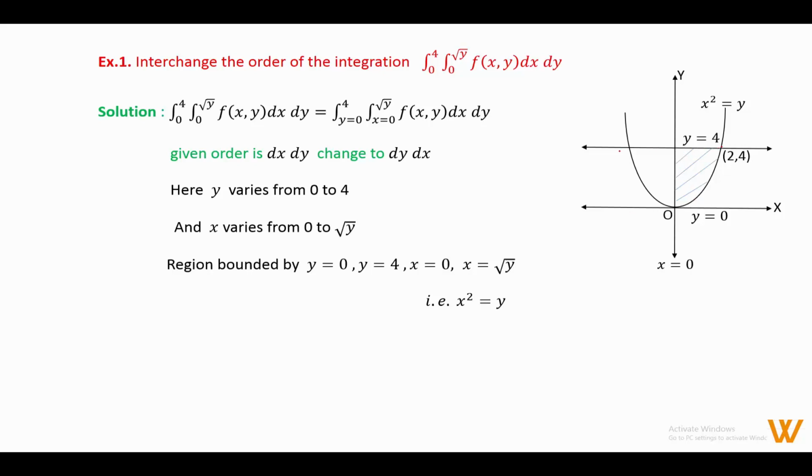This point is the point of intersection of the line y equal to 4 and the parabola x square equal to y. So put the value of y as 4 here. So x square equal to 4, so x equal to plus 2 or minus 2. In the first quadrant x is plus, so the x coordinate is 2 and the y coordinate is 4. So the coordinate of this point is 2, 4, and this point is minus 2, 4.